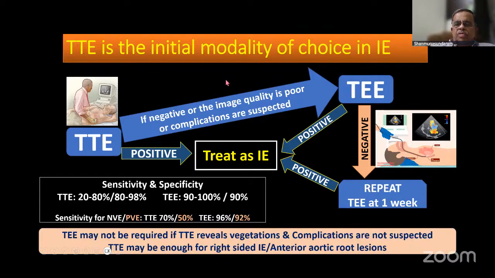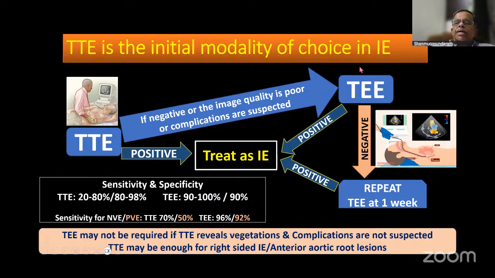Anyone who is referred for infective endocarditis, transthoracic echo is the first investigation to be done. The sensitivity is less, but it can pick up infective endocarditis or the vegetations quite easily without much of a delay, without much of a preparation. Only when the first transthoracic echo is negative, or if you feel that the image quality is too bad, or if there is vegetation but you suspect complications, you should ask for TEE.